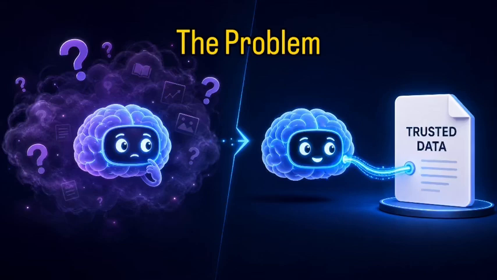Imagine asking an AI assistant, what is our company's vacation policy? If that answer is not in the model's training data, the AI may guess. And even if it learned an old policy, that information could be out of date. This is the problem that RAG helps solve. RAG lets an AI look up relevant information first and then use that information to answer your question.